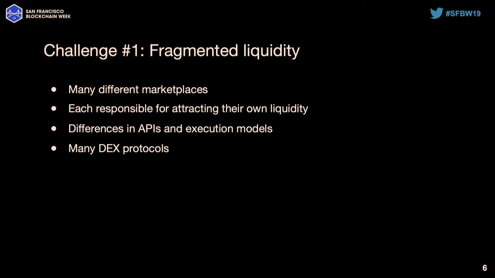Each exchange or marketplace is also responsible for attracting their own liquidity. And this is a challenging problem. And typically we see that there are a very small amount that are successful in attracting liquidity, and it becomes a winner-takes-all market. There are also differences in APIs and the execution models of all these different marketplaces, which makes it difficult for users to interact with all of them at once. Similarly to that, there are many different decentralized exchange protocols. So we're attacking this problem from a few different angles.